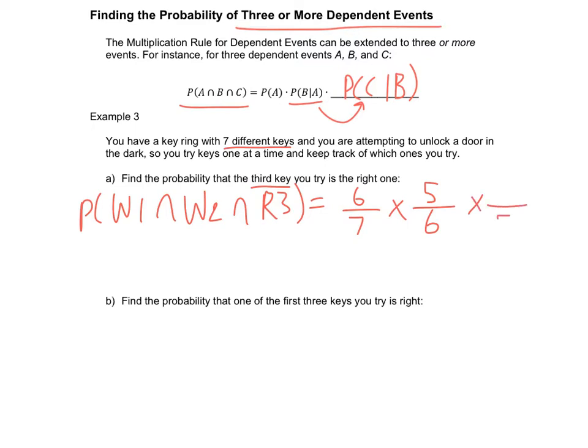So there's 5 remaining keys, and of those remaining keys, there's one of them that's correct. Now, if you multiply that out, you get 30 over 210, which reduces to 1/7. So the probability that the third key you try is the right one, and the first 2 are wrong, would be a probability of 1/7.